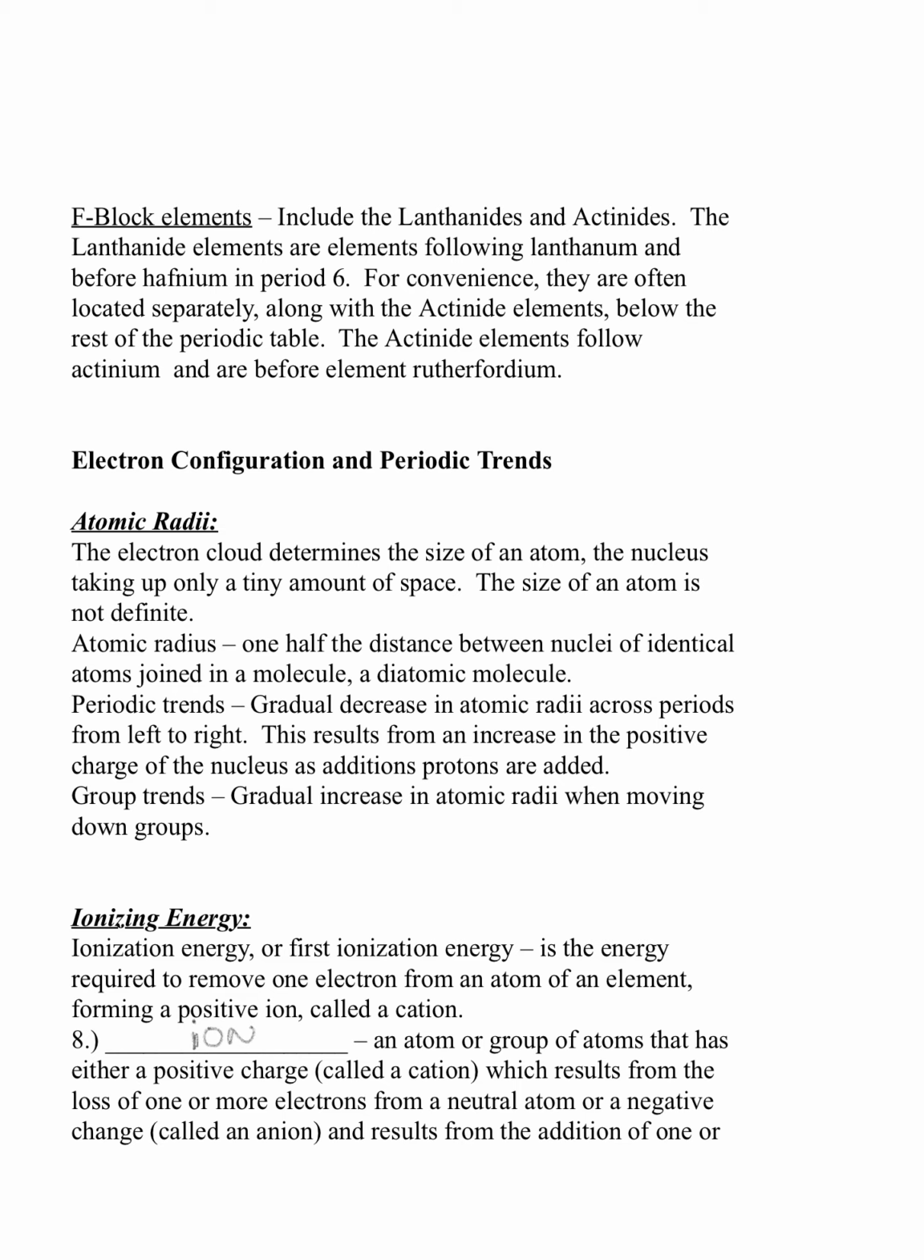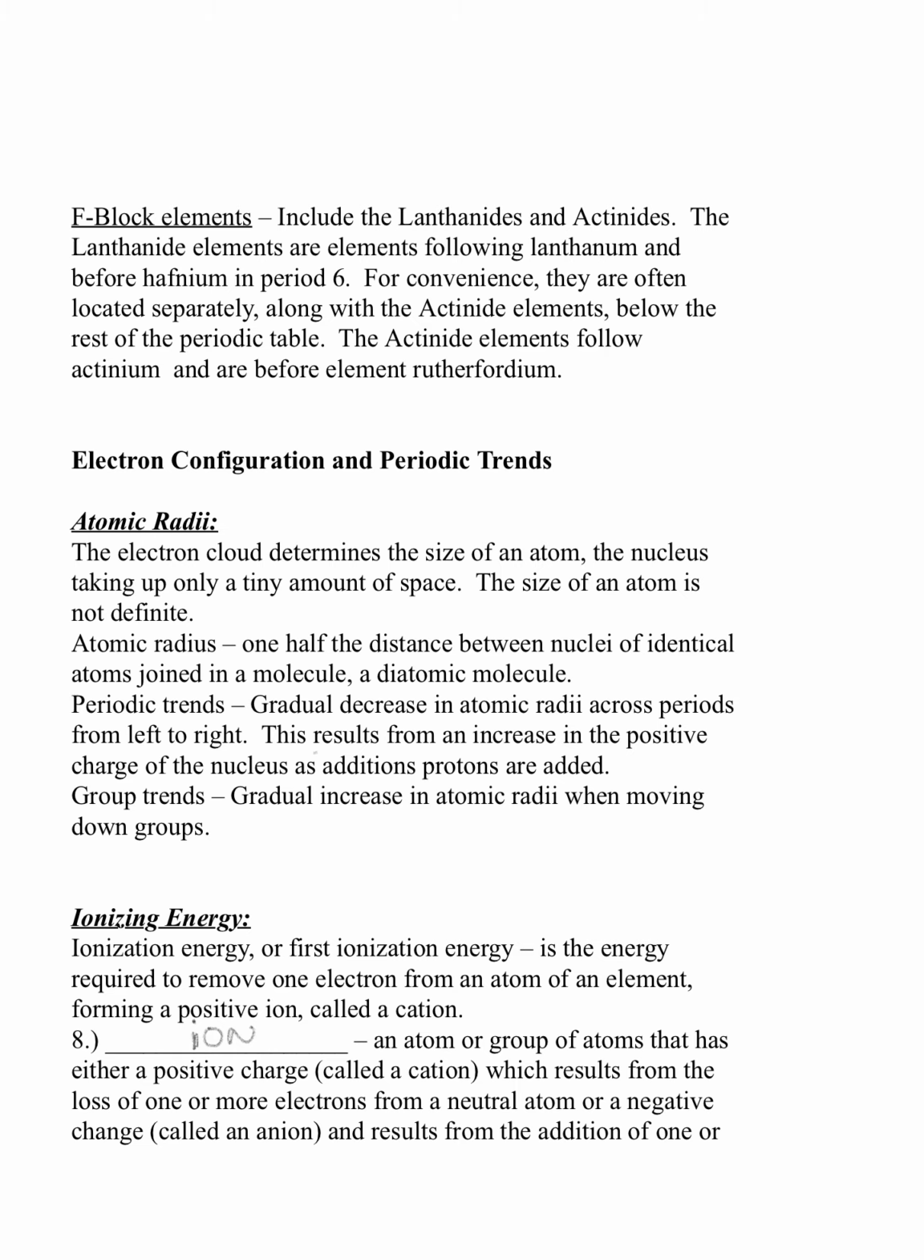The atomic radius is 1/2 the distance between the nuclei of identical atoms joined in a molecule, a diatomic molecule. If you look at the periodic trends, there's a gradual decrease in atomic radii across periods from left to right, and this results from an increase in the positive charge of the nucleus as additional protons are added. Group trends: you see a gradual increase in atomic radii when moving down the group. And that makes sense because as you go down the group, the atom gets larger.